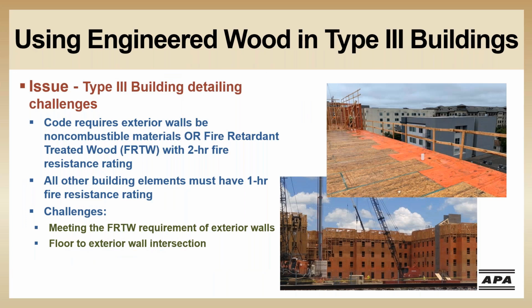So now let's move on to our last section of the day. Interest in using engineered wood products in Type 3 construction has been rising in recent years. Type 3 construction is the type of construction in which the exterior walls are constructed of non-combustible materials. The interior building elements are of any material permitted by code. All other building elements must have a 1-hour fire resistance rating. And these requirements do present some challenges to using wood in Type 3 construction. But we'll show with some planning, these challenges can often be addressed.